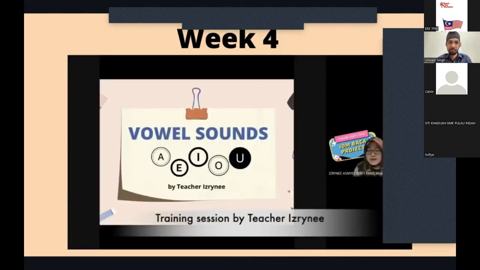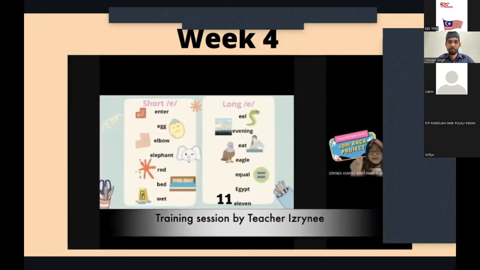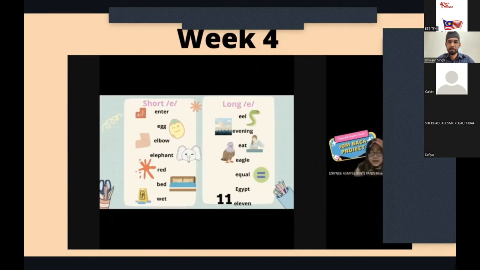So as we know, vowels consist of 5 letters, which are A, E, I, O, U. When the vowel says its name, it's a long vowel. Elephant, remember elephant. If you forgot, you just remember elephant, like that.